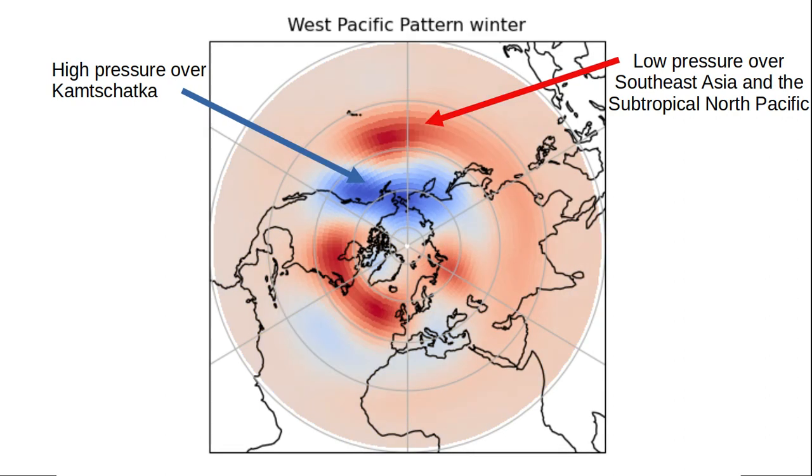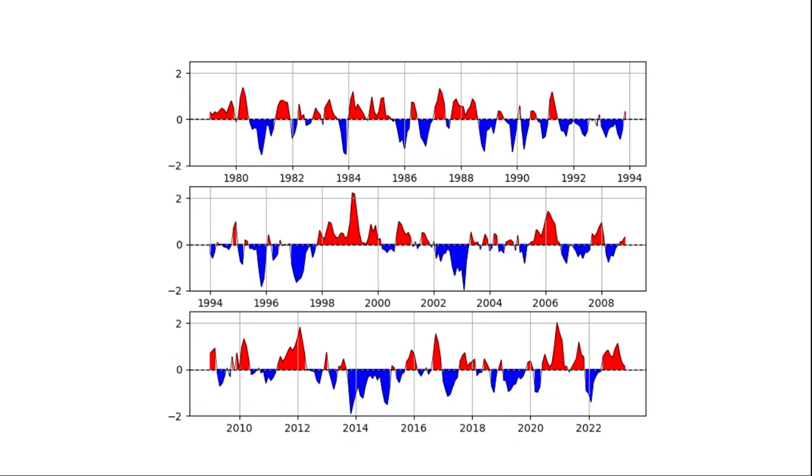The pattern can look different in different seasons. For example, the West Pacific pattern is strongest in the winter months and influences the east coast of the United States during winter. Over time, the pressure differences change and can be weaker or stronger. This change in intensity of pressure differences is shown here as an index from 1979 to 2023. Positive, red values represent strong differences, and negative, blue values stand for weak differences.